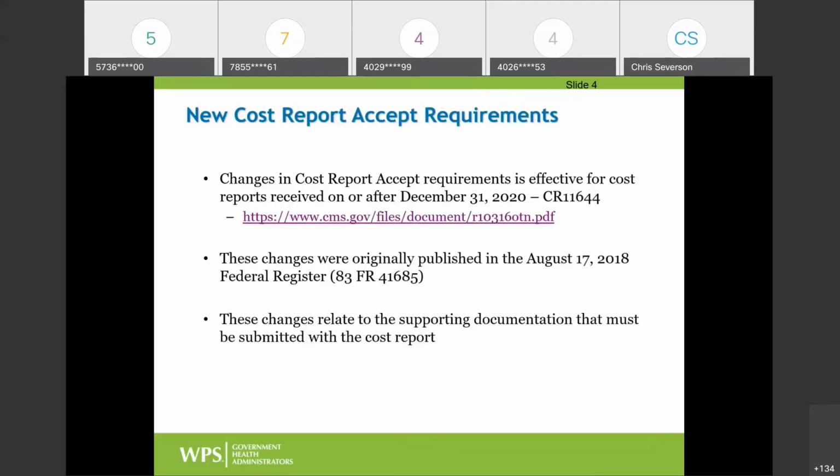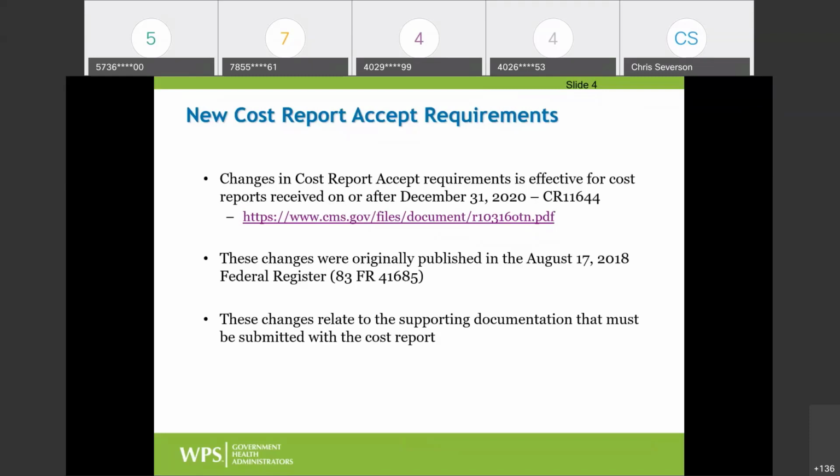So first of all, the new cost report acceptability requirements. Now, when I say new, they've actually been around for a while. They were published in the August 17th, 2018 Federal Register, and they were initially effective for cost report periods beginning 10/1/18 and after. So they've technically been effective, but there really hasn't been any further instruction from CMS on that until they recently issued change request 11644.